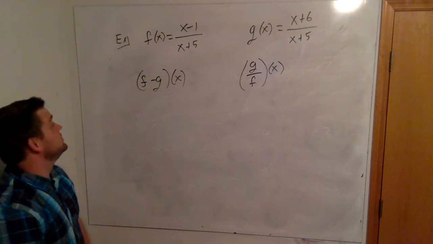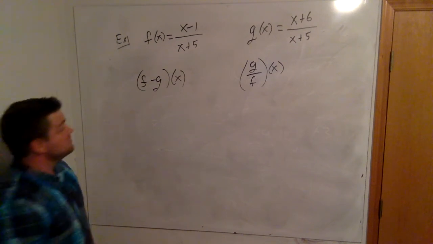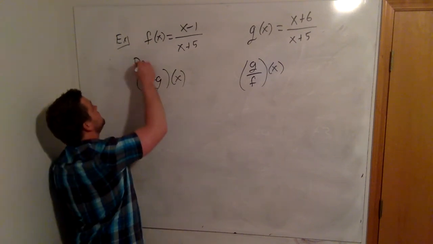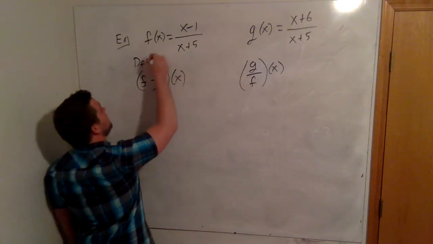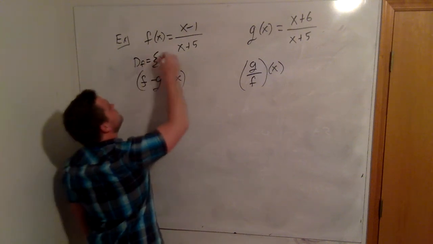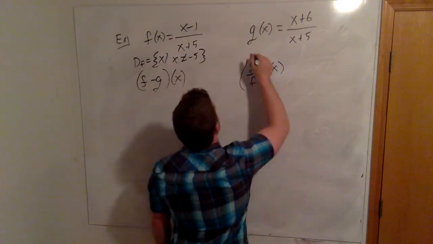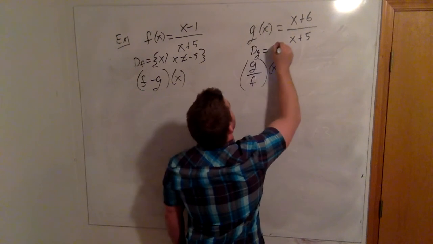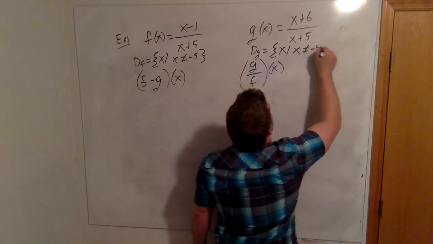Okay, let's do it. The first thing I'm going to note here before I do anything is let's talk about the domain of these functions. I hope you believe that the domain of f, the only thing I'm worried about here is possibly dividing by 0. The domain of f is all x such that x cannot be equal to -5. Over here, the domain of g is also all x such that x cannot be equal to -5.